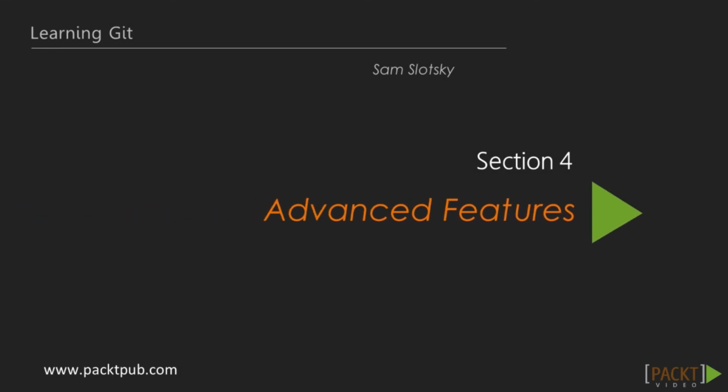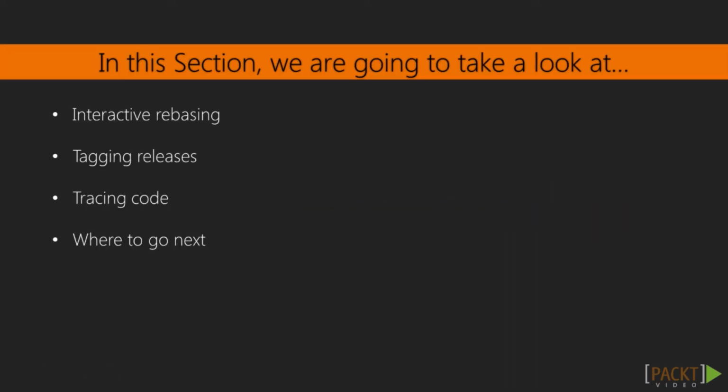Hello and welcome to Learning Git. In our last section, we saw some useful teamwork features, like branching and forking and issuing pull requests. Today we begin our fourth and final section of the course, where we'll learn a few advanced Git features. In this section, we'll first have a look at interactive rebasing, followed by a video on tagging releases. The last advanced feature we'll discuss will be tracing code, and then we'll wrap it up with some ideas on what to do next with the things we've learned.